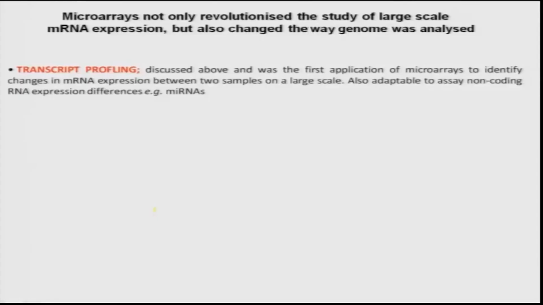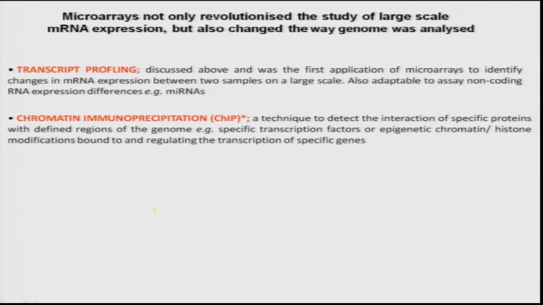So, the microarrays not only revolutionized the study of large scale mRNA expression, that is what we discussed, but also have changed the way the genome is analyzed, right. There are changes at the genome level. For example, there could be repeat regions, repeat numbers could increase, or a small segment of the genome is duplicated, 3 copies and so on. So, what you have looked at is transcript profiling. We have so far looked at the mRNA, but now you have such arrays for non-coding RNAs and microRNA and so on. The other thing is to look at the changes in the DNA that make a gene active or inactive.